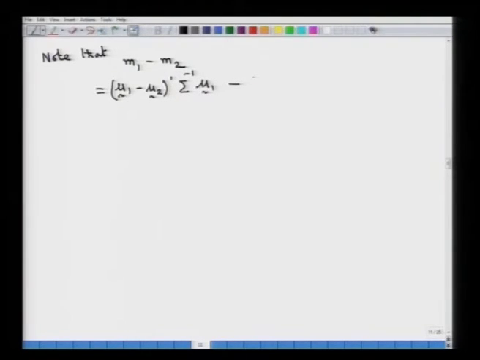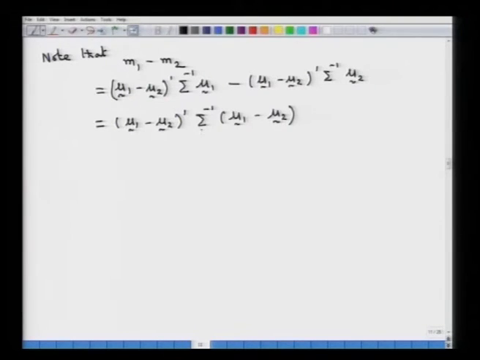This minus m 2 is the expectation of the Fisher linear discriminant function when it is coming from the second population, and hence this is (mu 1 minus mu 2)' sigma inverse mu 2. So, this is equal to (mu 1 minus mu 2)' sigma inverse (mu 1 minus mu 2). Now, note that sigma is positive definite, and hence sigma inverse is also positive definite, and this is any vector belonging to p dimensional space, and hence this is going to be greater than or equal to 0. This would be equal to 0 only if mu 1 is equal to mu 2, right.